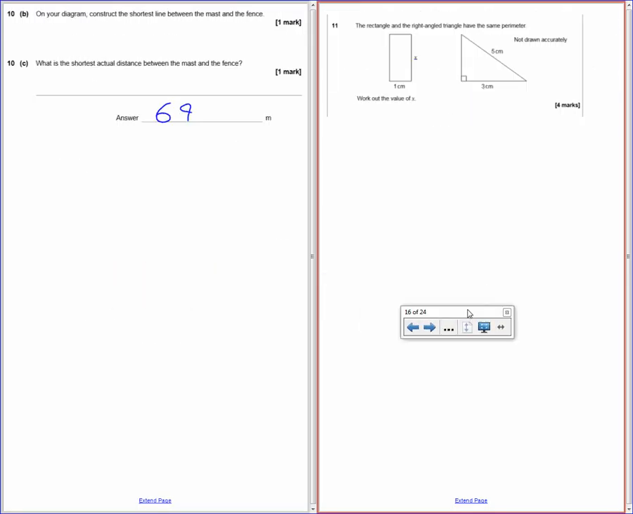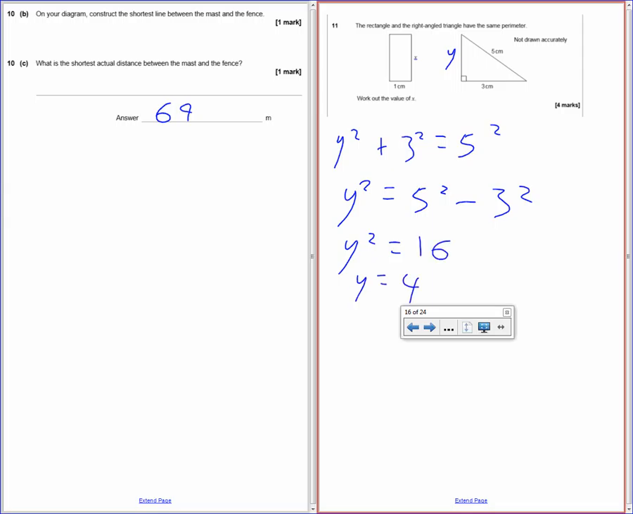Question 11, a right angle triangle question, but you don't know one of the sides, so we've got to use Pythagoras. I'll call this side y. So y squared plus 3 squared must equal 5 squared according to Pythagoras. So y squared will be 5 squared, subtract 3 squared, which means y squared will be 25, subtract 9, which is 16. So y is 4.